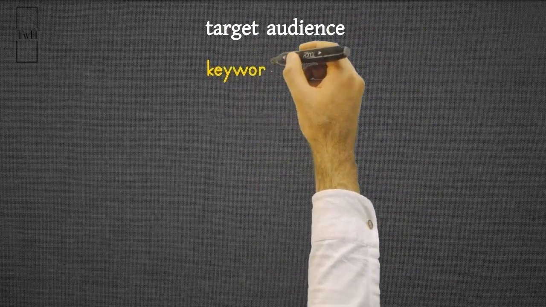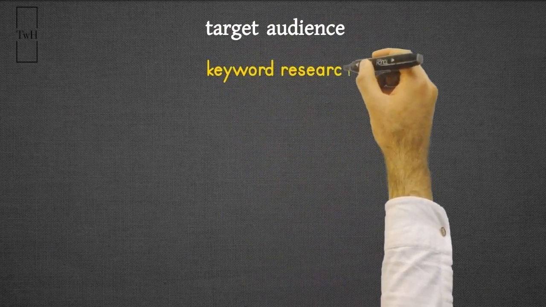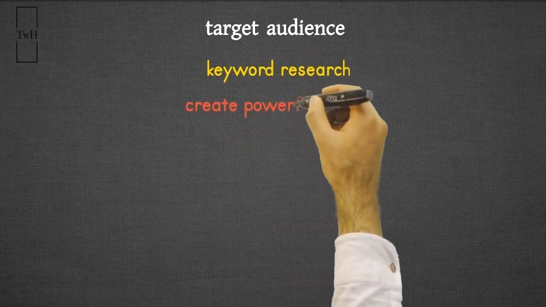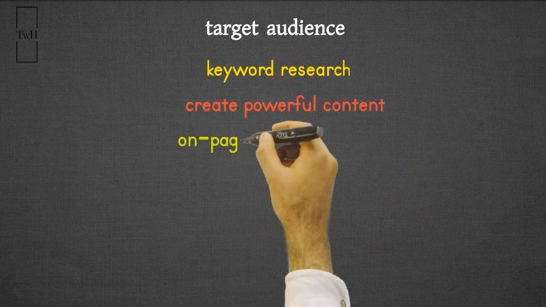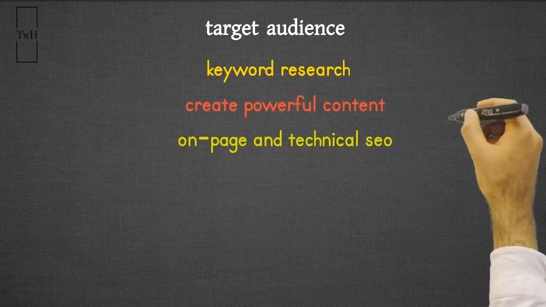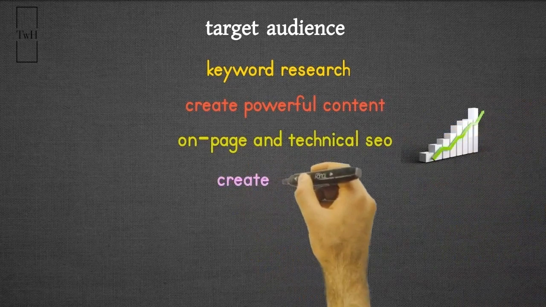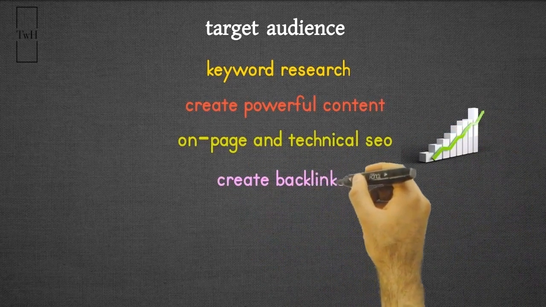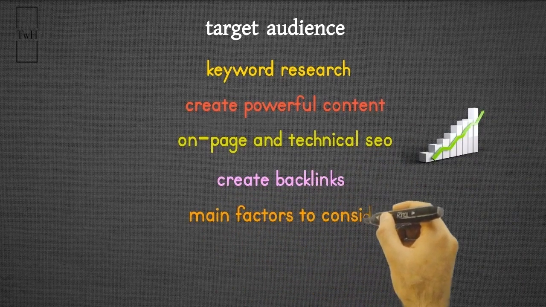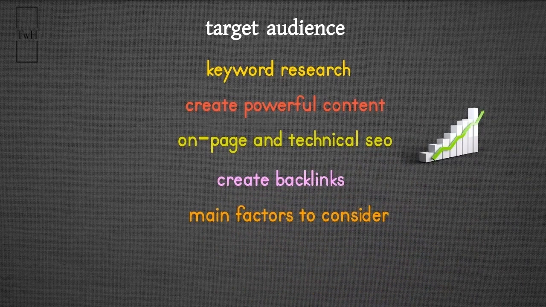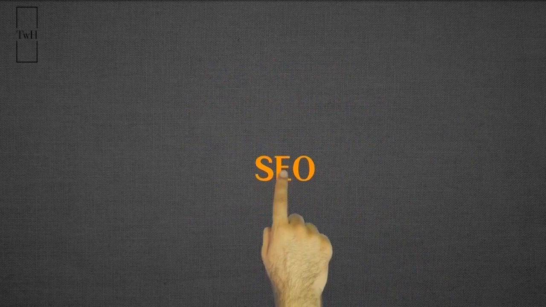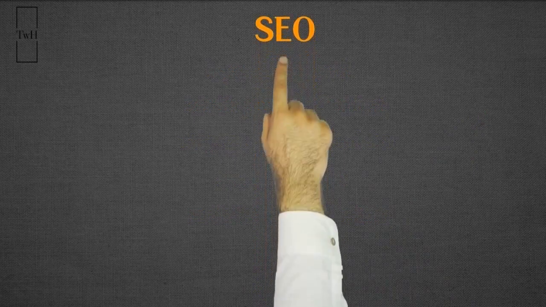So first focus on the target audience. Then do perfect keyword research related to your business. Create powerful content to rank your website. Focus on on-page and technical SEO to improve website's performance. Then create backlinks to promote your business on the internet. These are the main factors to consider for SEO. So, this concludes our basic introduction to SEO, my friends.